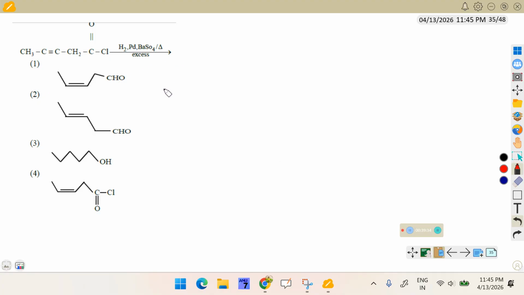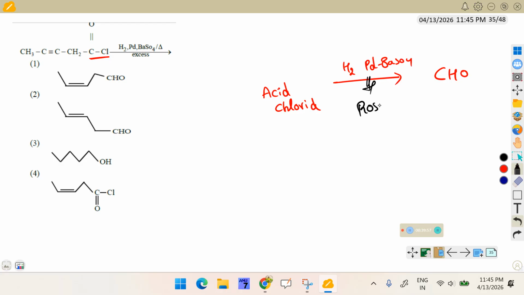Identify the product. First of all, this is RCOCl, acid chloride. With H2/Pd-BaSO4, it gives aldehyde. The reaction is Rosenmund reduction. The acid chloride group is converted to an aldehyde group.